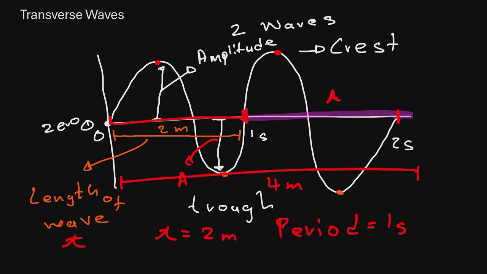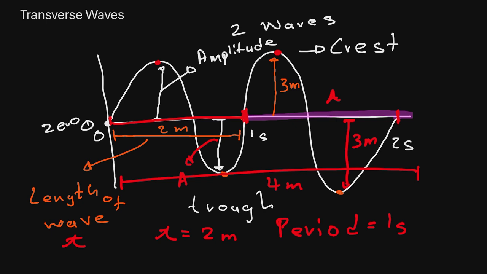It will be very much easier to identify the amplitude. Let's say the distance from the equilibrium to the peak there is 3 meters. So this means the amplitude of this wave is 3 meters, because the amplitude is just the distance from the equilibrium to the maximum, or from the equilibrium to the minimum. So that means the distance here will also have to be 3 meters.